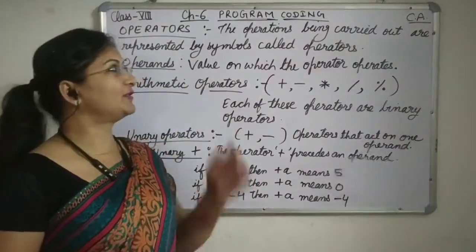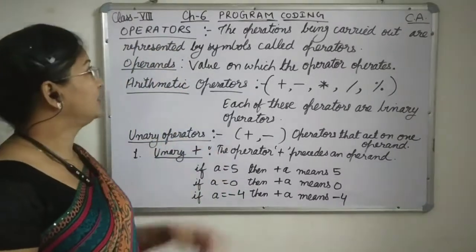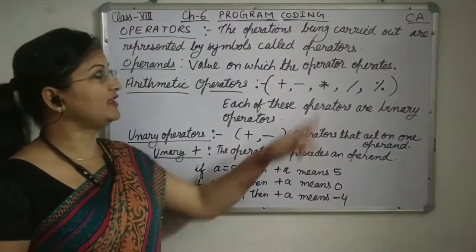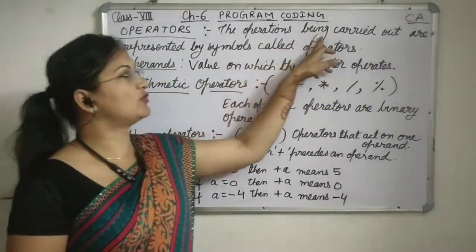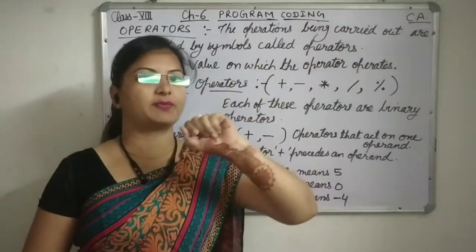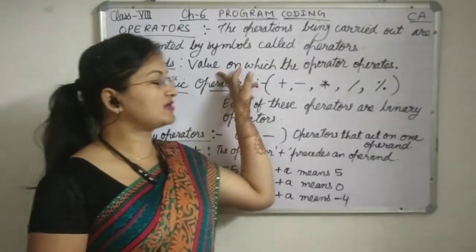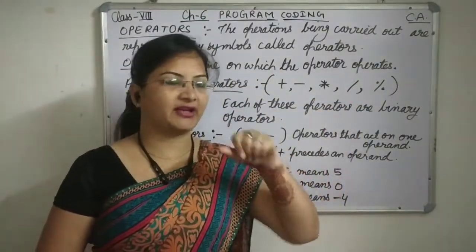Today we will continue the same chapter, chapter 6, program coding. Students, today we will study about operators. Operators are actually symbols, okay? Symbols which carry out some operation on the operands. Now what are operands? Operands are actually values on which the operator operates, okay?